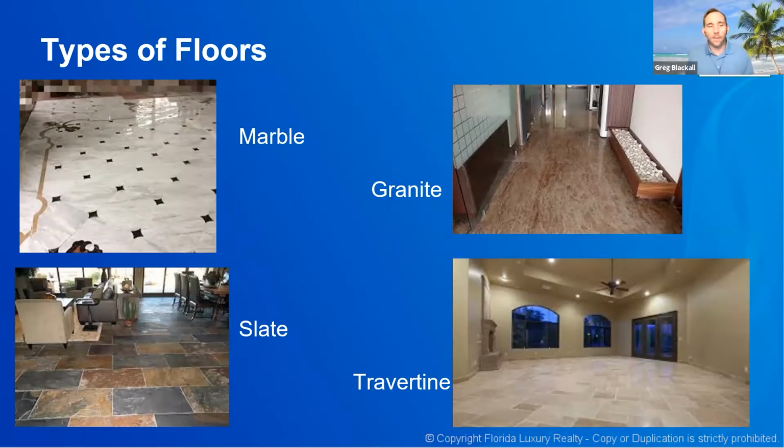The same with granite. Now, I personally love slate floors. I think they are the coolest looking flooring ever. But because it's non-uniform, because it is a naturally occurring stone, it does have some limitations, and the same thing with travertine.